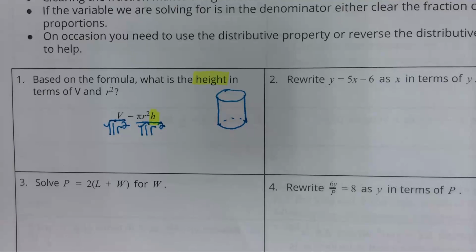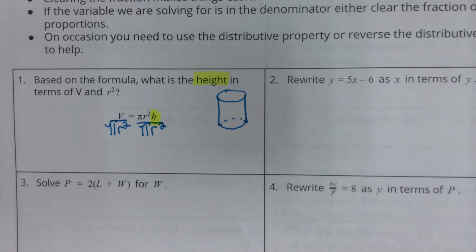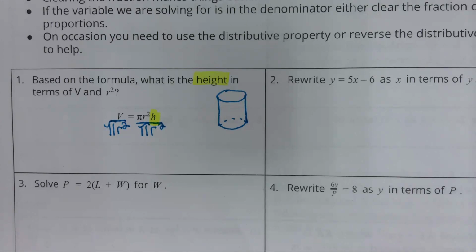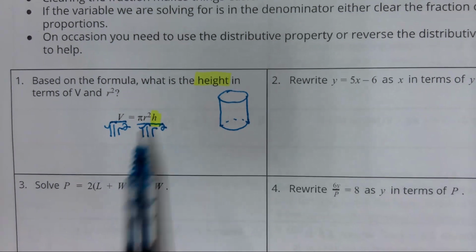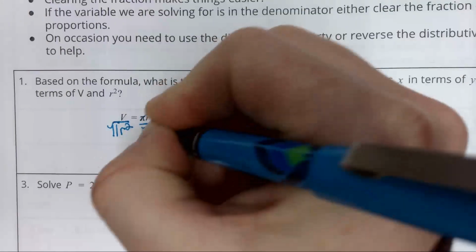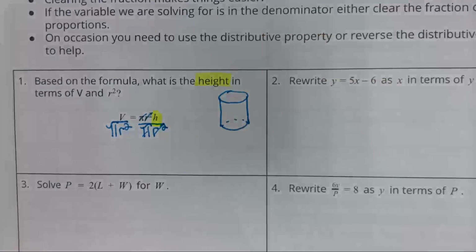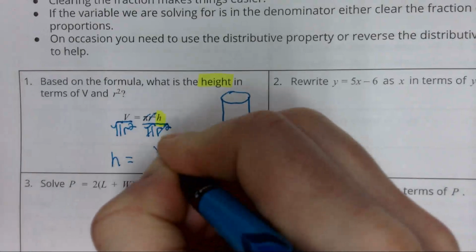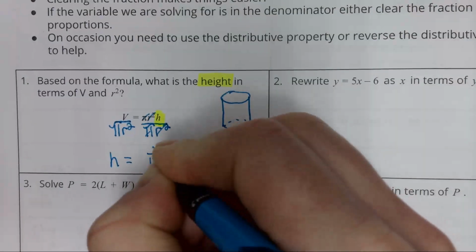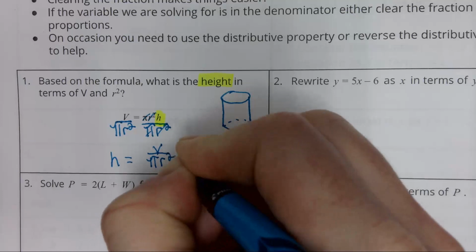You're going to get better at it. But how do I know that? So let's say I had 3 times x. Hold on. If I had 3 times x and I said, hey, get x alone, wouldn't you know to divide by 3? So I'm going to really emphasize today that it's multiplication that I'm undoing. So what we have then is h equals v divided by pi r squared.